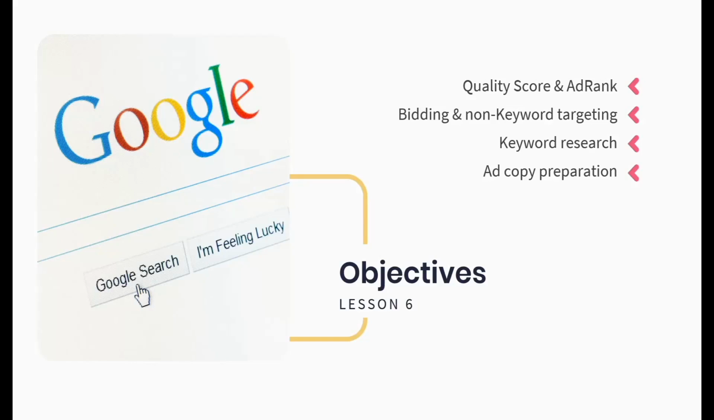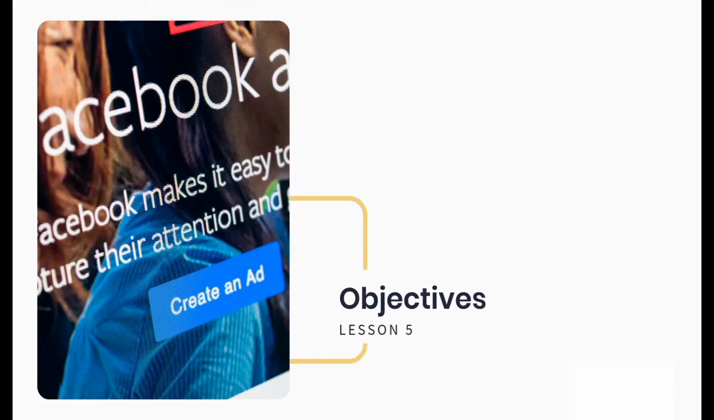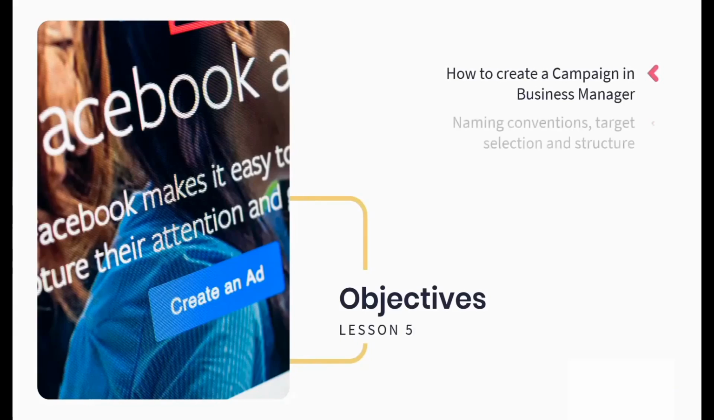As I'm sure you've gathered by now, Google Ads in general is quite a beast, so it requires at least one lesson for planning. So a quick recap of what we looked at this lesson. We looked at creating a campaign in Business Manager, which included looking at naming conventions, target selection and structure, as well as ad copy and creative assets.